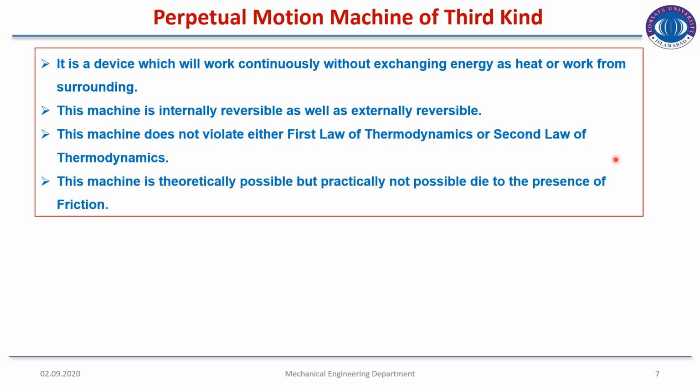This machine is theoretically possible but practically not possible due to the presence of friction. So in the whole scenario we are neglecting friction. As we are neglecting the friction, the perpetual motion machine of third kind is theoretically possible but not practical.